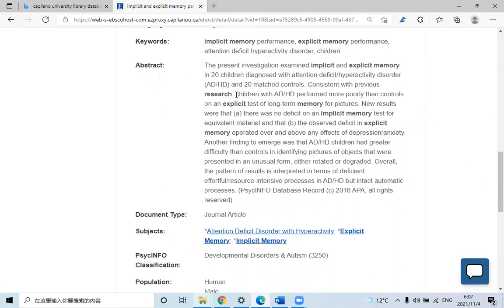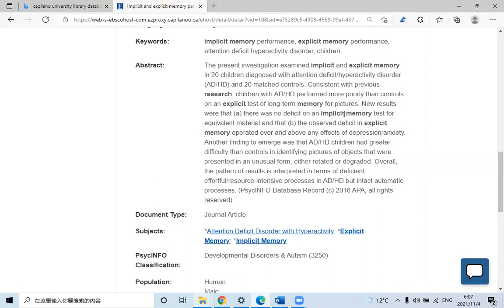Consistent with previous research, children with ADHD performed more poorly than controls on an explicit test of long-term memory for pictures. ADHD kids do more poorly on the explicit memory test. New results were that there was no deficit on an implicit memory test for equivalent materials, and then the observed deficit in explicit memory operated over and above the effects of depression and anxiety. So they do find something really interesting.